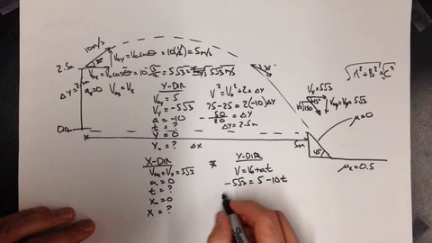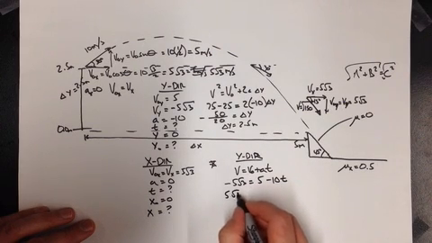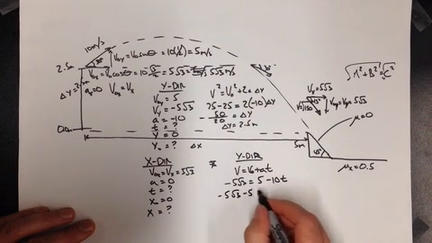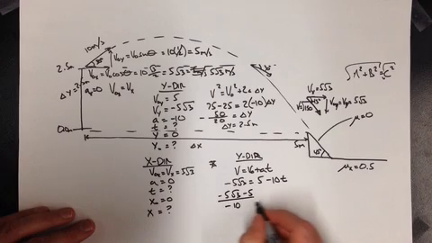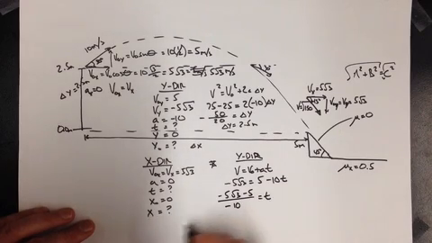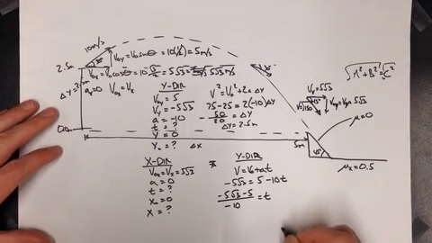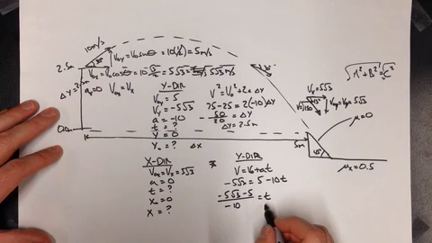So this ends up being 5 root 3. Negative 5 root 3 minus 5 over negative 10 is equal to t. So I found my t, and I don't have a calculator with me right now, but this is what my value of t would be.